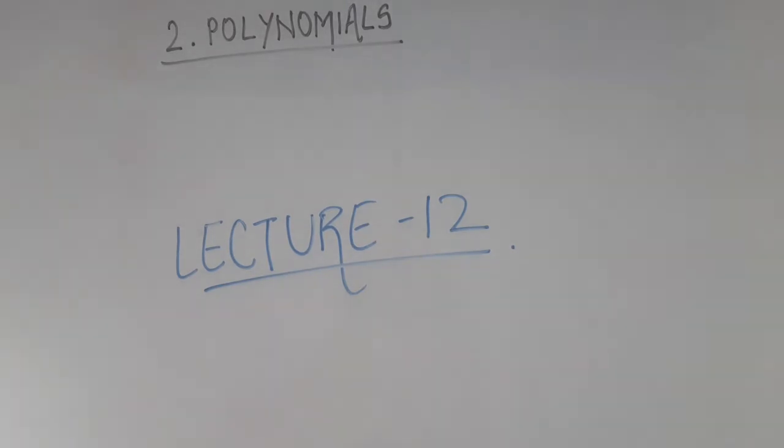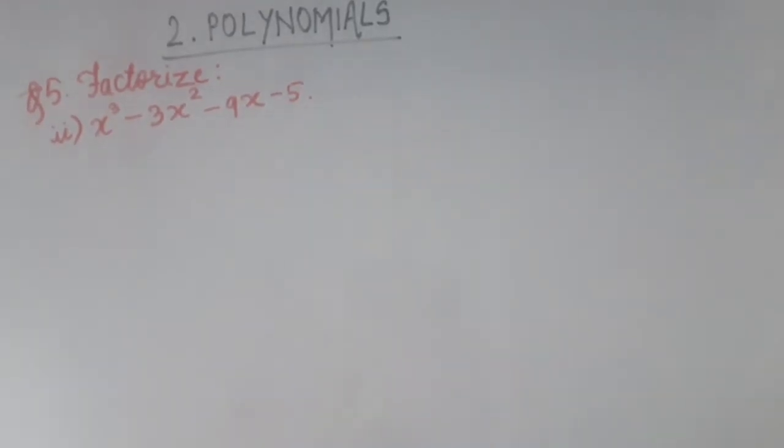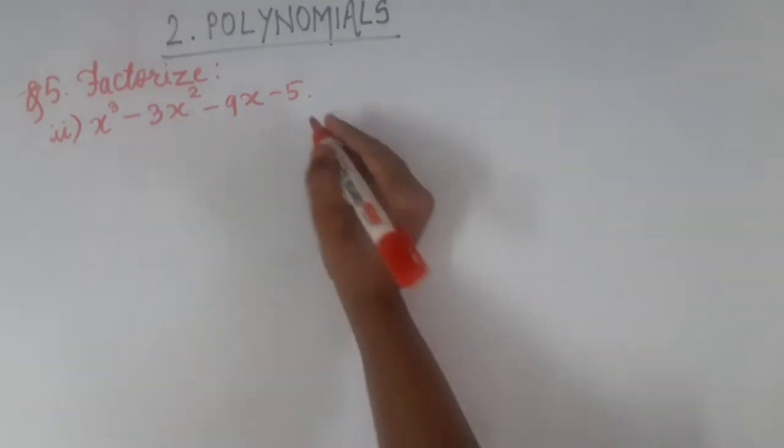So in our previous lecture we have seen question number 1, the last question of exercise 2.4, and now today let us continue with the second question. The next question is x cube minus 3x square minus 9x minus 5. Here also it is a cubic polynomial and we have to find its factors, right? So again follow the steps.